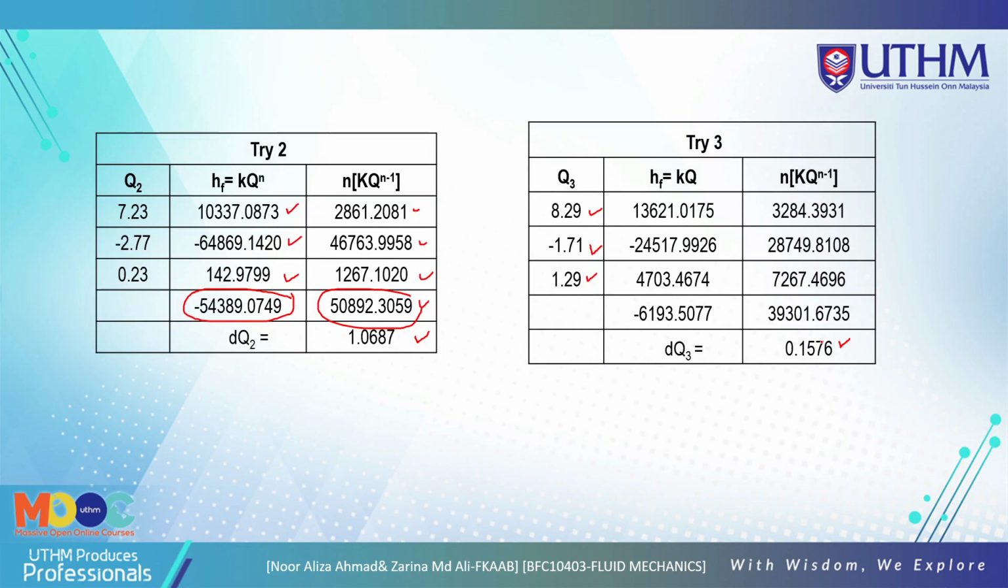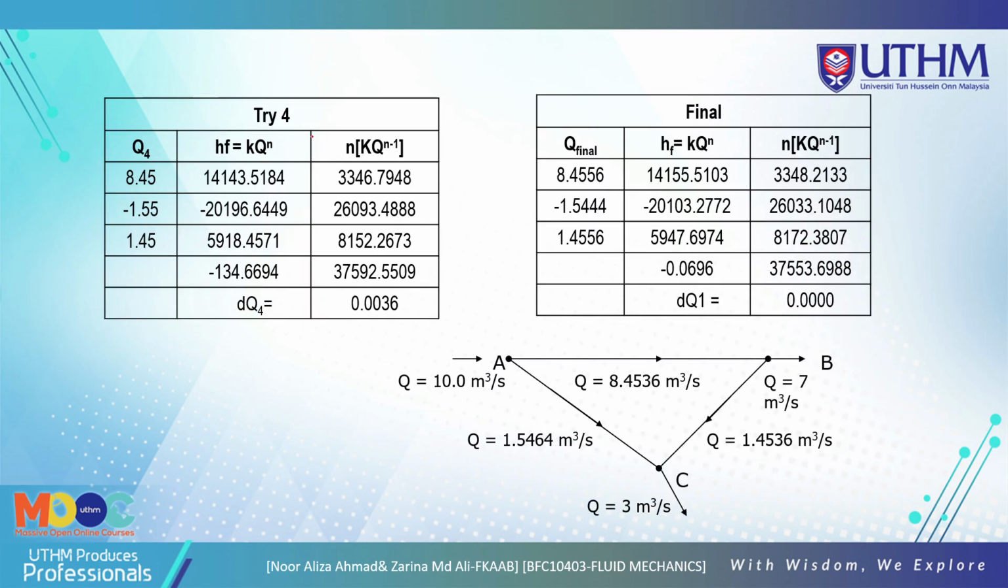Then you get this one, and you just try again with trial 4, and then you get delta Q of 0.000 something. In your project, I mentioned that you can stop when one or two of the loops give 0.000x something. So for this case, after you get trial 4 and the final, until you get the value of delta Q is 0.0000, you can stop the calculation.